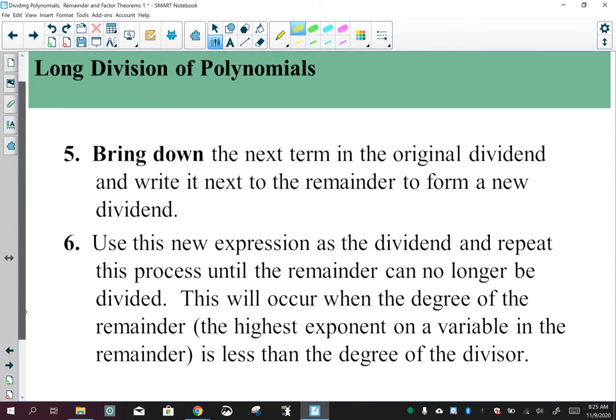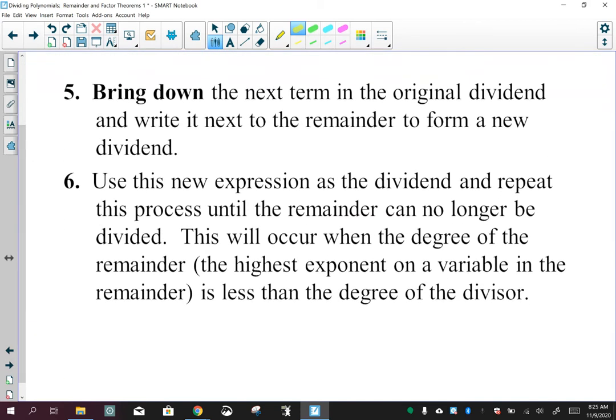Once we do that, we bring down the next term or terms, because you could have to bring down multiple terms. And basically we're going to start all over. We're going to keep doing this process over and over until you can't. So this is just a process that you keep doing over and over again, so you can make sure that you have everything lined up where it needs to go.